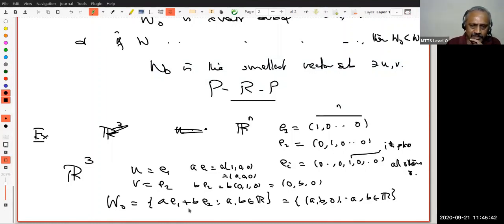I'm sure all of you know what this is. In place of A and B, if I write X and Y, you will know that. It is X, Y, 0, as X and Y vary. Therefore, this is the XY plane. Defined by which equation? Do you follow that? Okay.